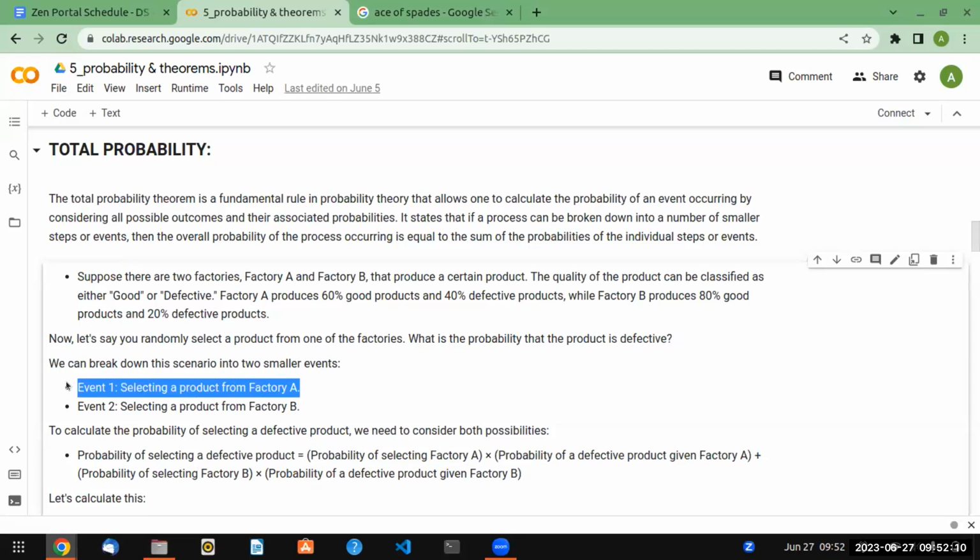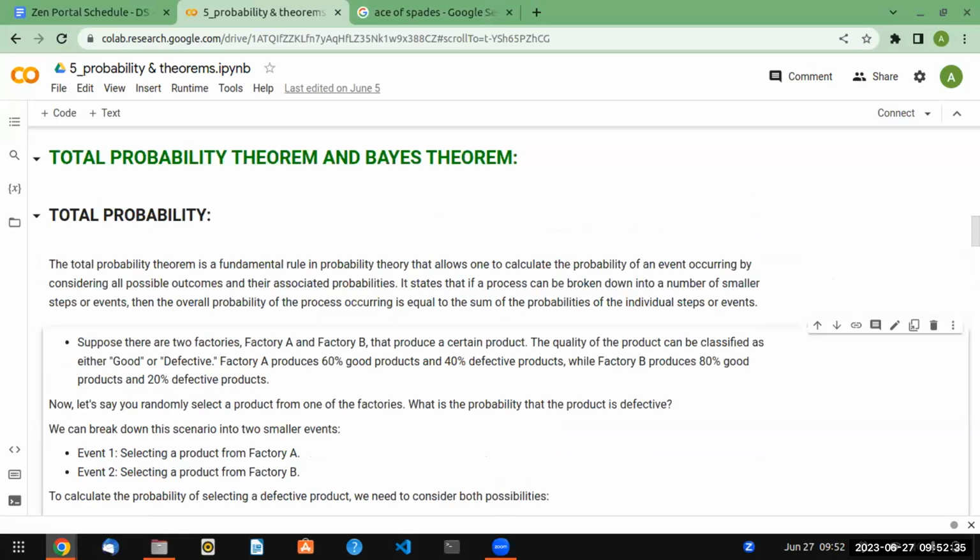Ashish asks: I can get that 0.4, but how come that 0.5, selecting? Because, mark my sentence: select one of the factories, that is one event, and after selecting, you select a defective product. Now what is the total probability? This rule.